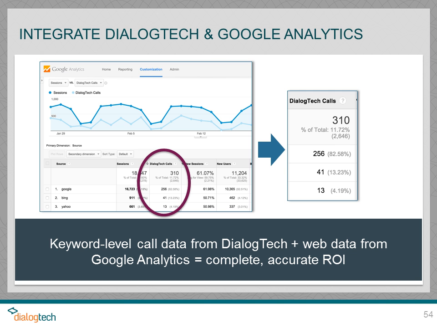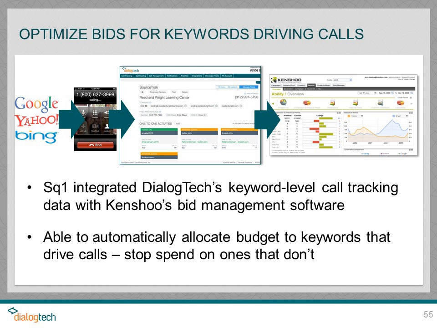You can see an example here of a screenshot where that call data shows up alongside your web data. There are tons of reports where this happens. And you can get really meaningful, insightful data that shows a complete, accurate view of ROI when you're measuring both web activity and calls together. They then integrated DialogTech with Kenshoo. That's a bid management platform.